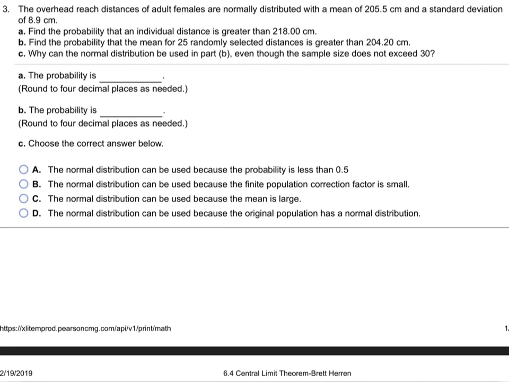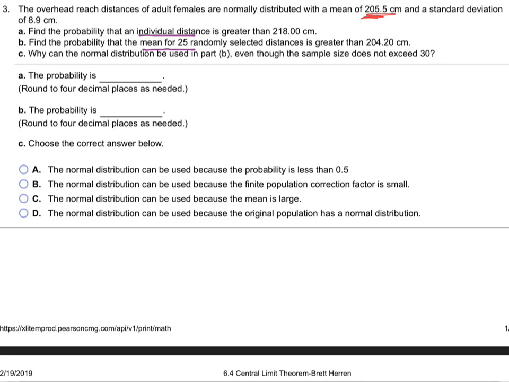All right. Number 3, the overhead reach distance of adult females is normally distributed with a mean of 205.5 and a standard deviation of 8.9. Find the probability that an individual distance is greater than 218.00. So they're first asking me about an individual distance. Then they're going to ask me about an average, a mean for 25 people. So it's just like the question we did in the lecture example. Can we do the individual first? You guys have your calculators? Crank out the individual one first.